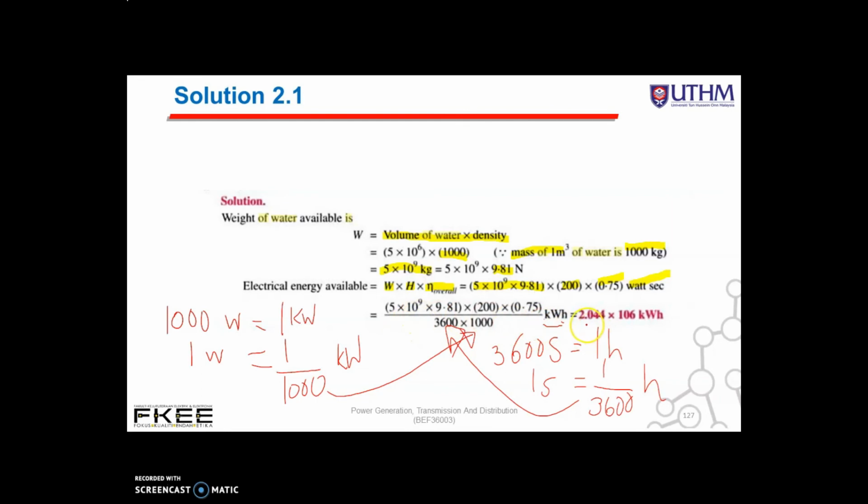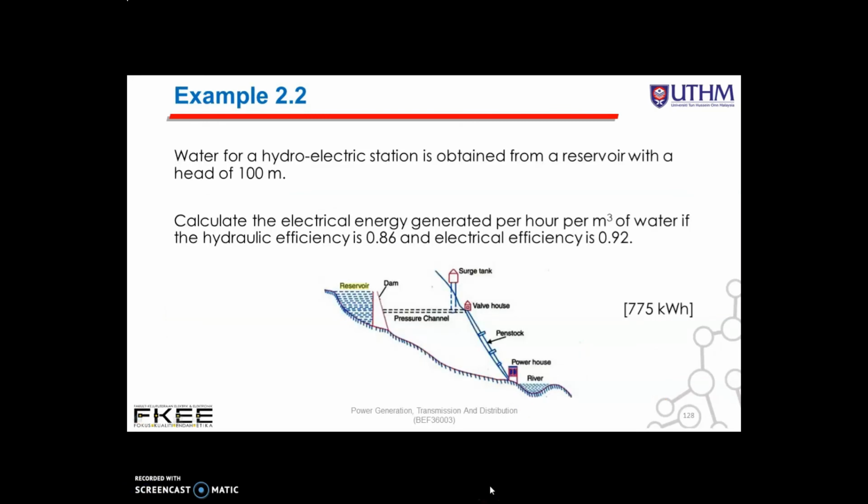Then you get 2.044 times 10 to the power of 6 kilowatt hours. Next, we continue with example 2.2. Water for a hydroelectric station is obtained from a reservoir with a head of 100 meters.